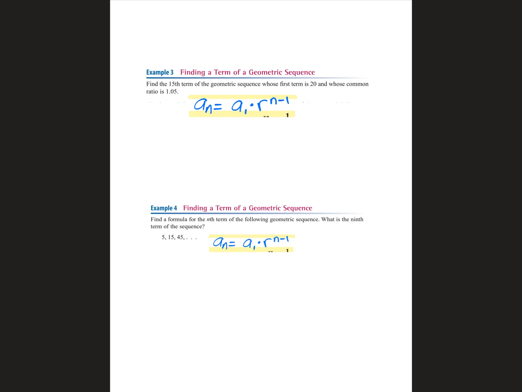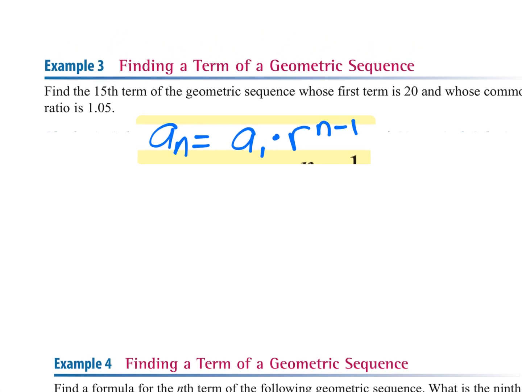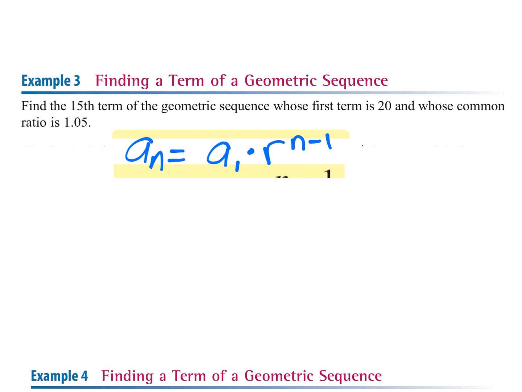All right, example 3. Find the 15th term of the geometric sequence whose first term is 20 and whose common ratio is 1.05. So let's plug in what we've got. For our general formula, a sub n is equal to, what's our first term? 20. What's our common ratio? 1.05, to the power of n minus 1. So this would be our general formula.